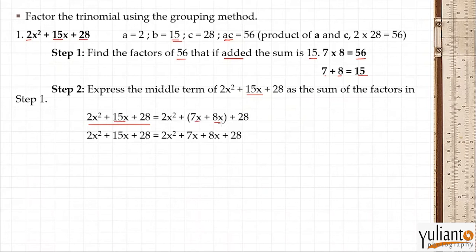Plus 8x. Now you may ask, Miss, why are you using plus? I used plus here because both 7 and 8 are positive numbers. The factors are 7 and 8 and both are positive. So yes, I replaced 15. The 15 here is gone, so I put here 7x plus 8x. Next, I erased and wrote 2x squared plus 7x plus 8x plus 28.